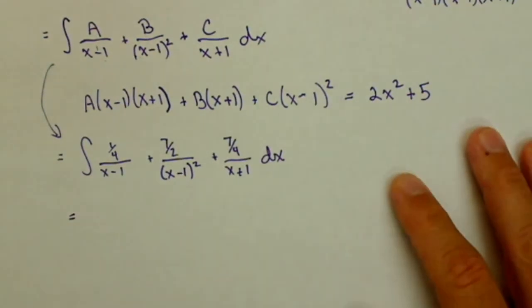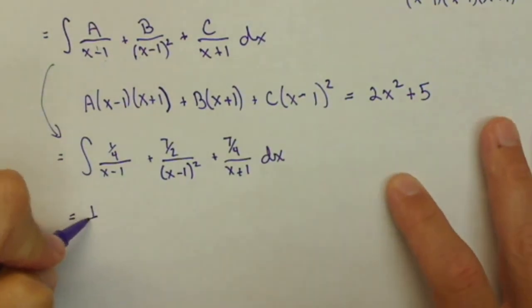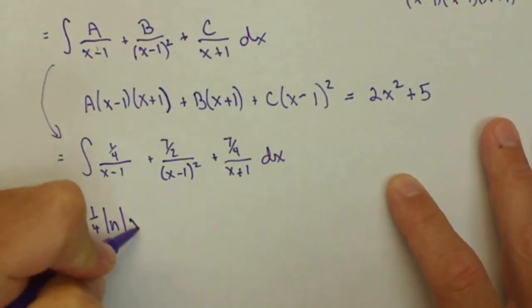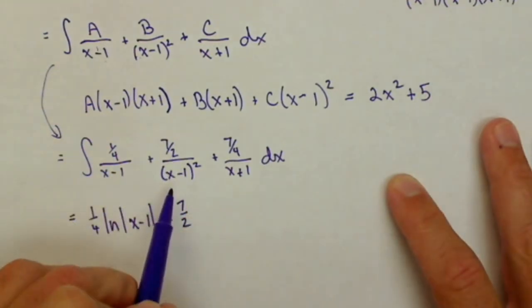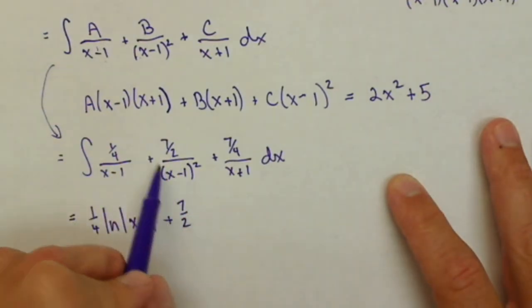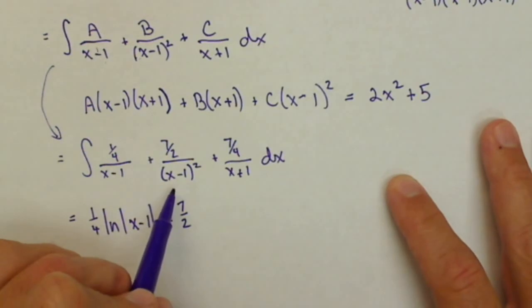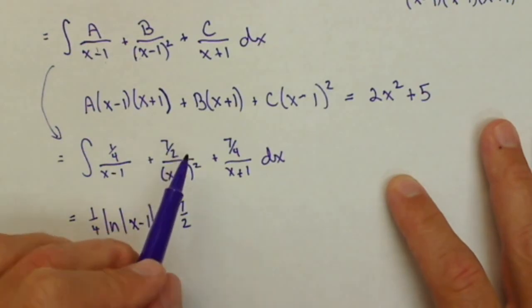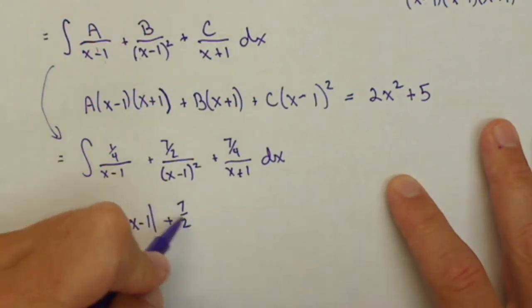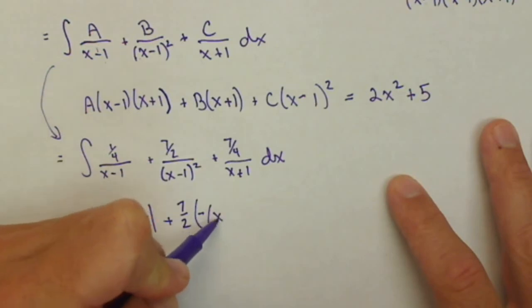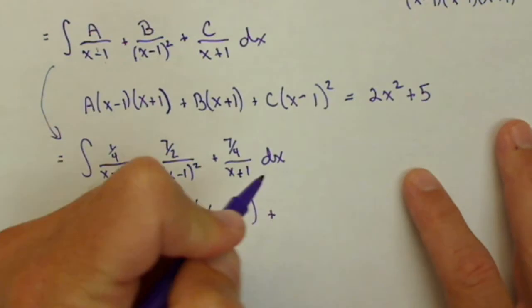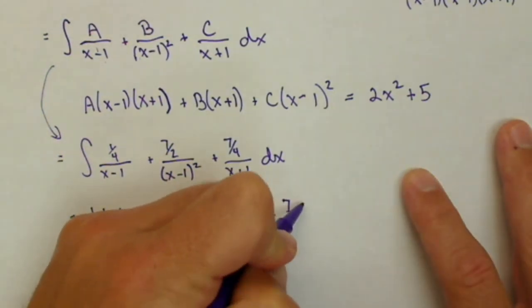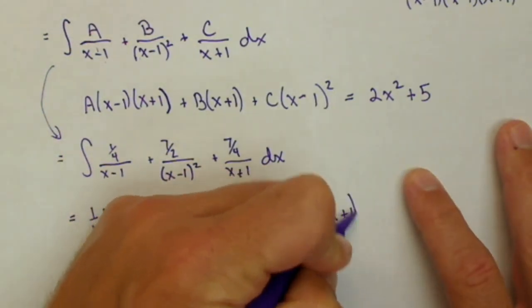I'm going to do this a little quickly because I know the video is getting a little long. So 1/4 ln of the absolute value of x minus 1 plus 7/2. Now the most common mistake I see here is everybody wants to do this as a natural log. It's not a natural log. This is x minus 1 to the negative 2. So that means the antiderivative of that is negative x minus 1 to the negative 1, plus 7/4 times the natural log of the absolute value of x plus 1 plus c.